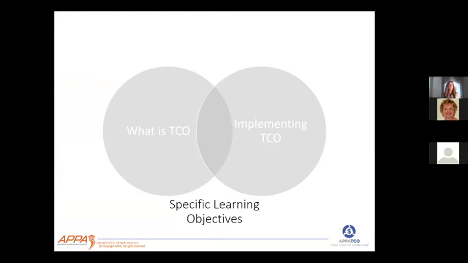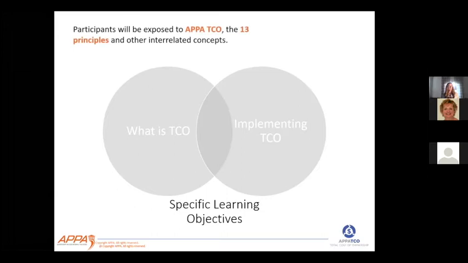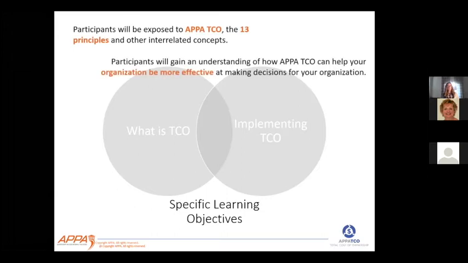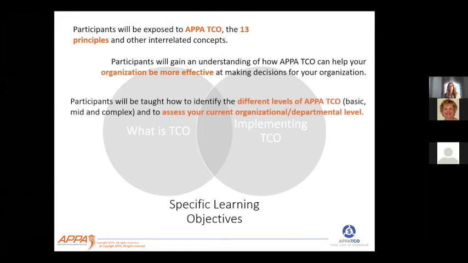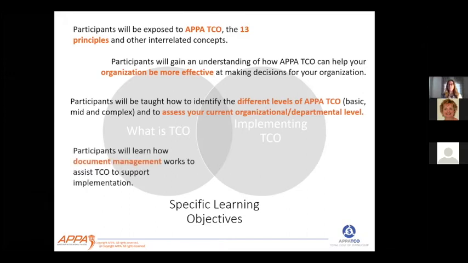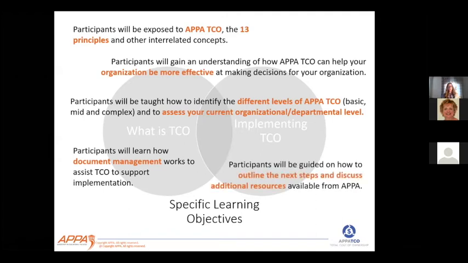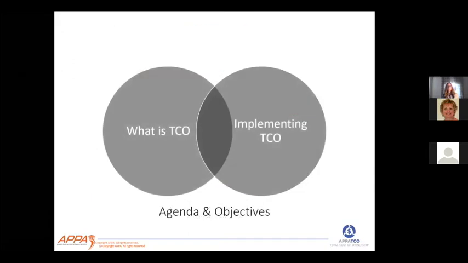What we're doing is giving you an overview of what total cost of ownership is and then how you can implement that at your organization. So we're looking at how you can know about the 13 principles, how you can make your organization more effective, at different levels: basic, mid, and complex. We're going to go through that today, how document management works, and then outline the next steps. Ultimately, it's just what is total cost of ownership, and then how do you implement it?